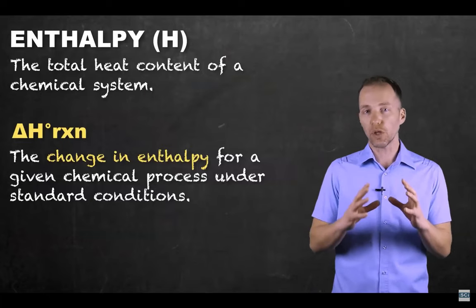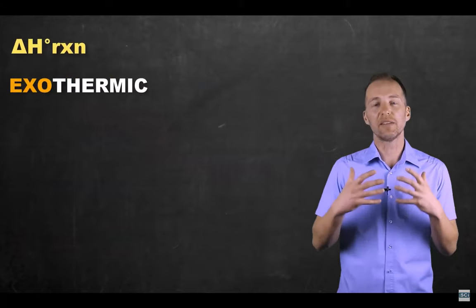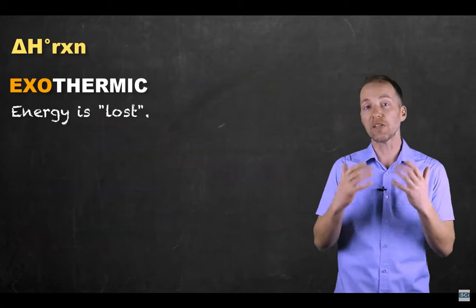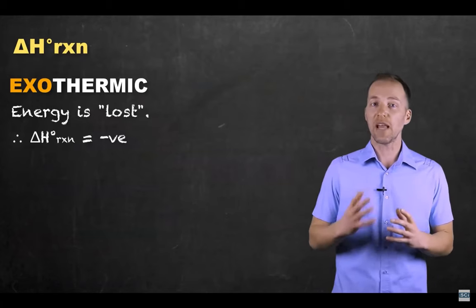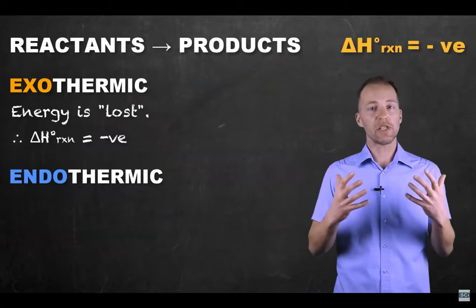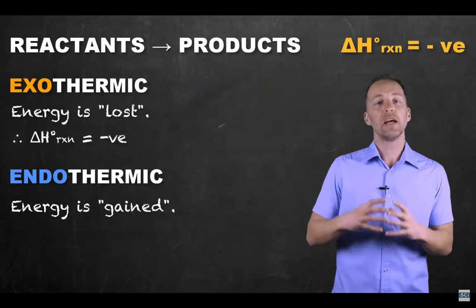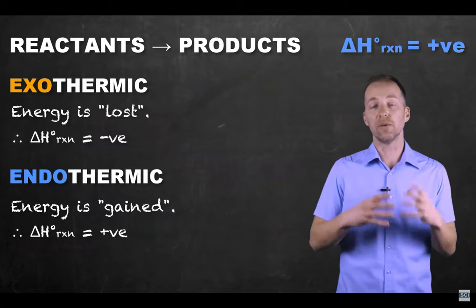So when we go to include this in a thermochemical equation, those that are exothermic see a net loss of enthalpy because they are losing energy or heat to the surroundings. And as a result, we see this delta H as a negative sign. Whereas for an endothermic reaction, energy or heat is put into the system, and as a result, it's gained. And so we see that it has a positive value when we put its delta H into that equation.